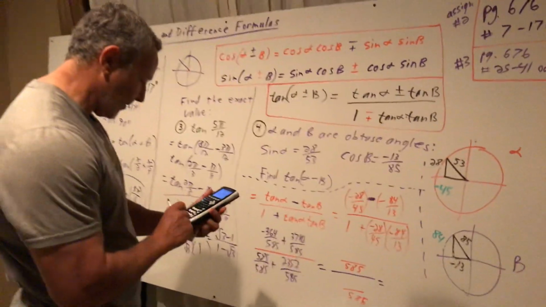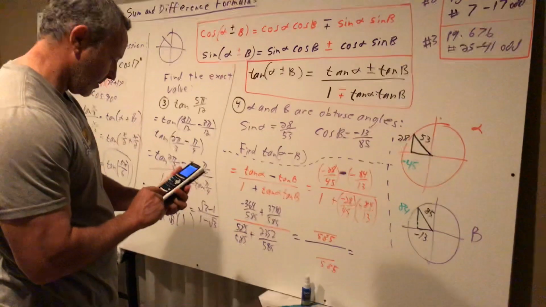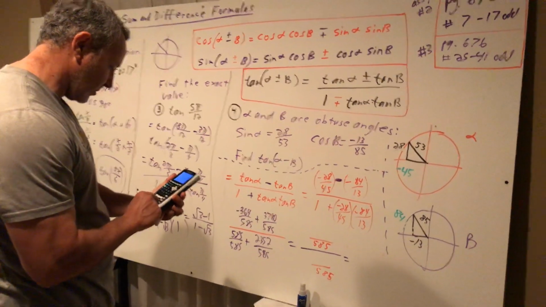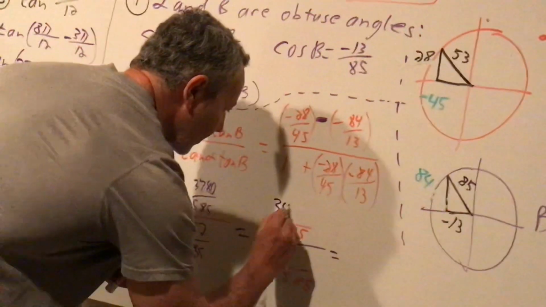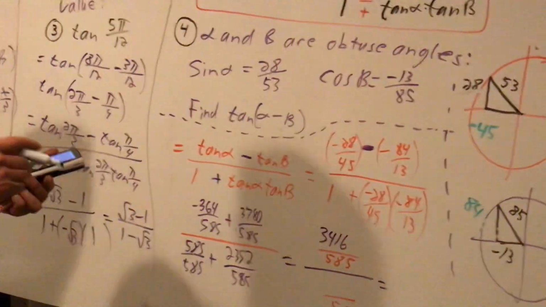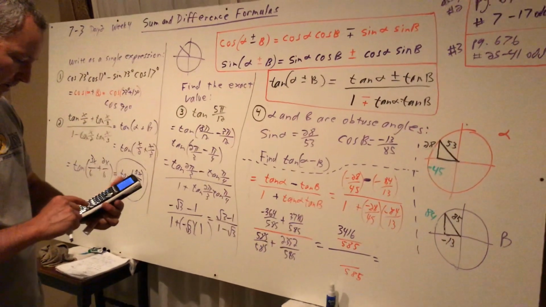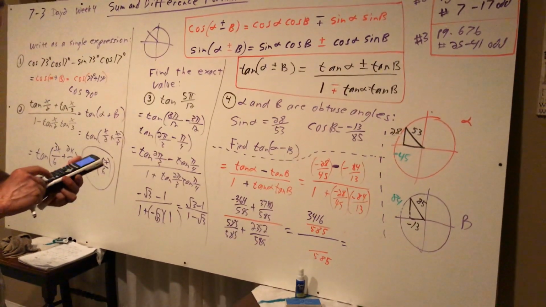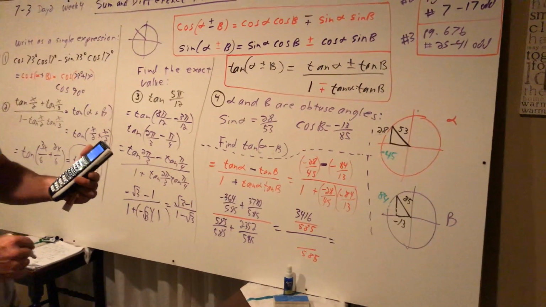So I have 3780 minus 364. That's going to get me 3416 on the top. Okay, on the bottom, I have 585 plus 2352. That's going to get me 2937.